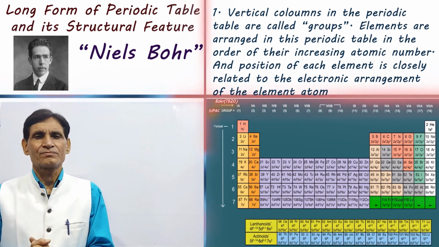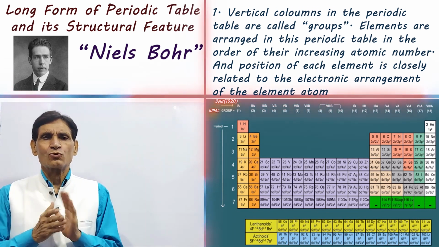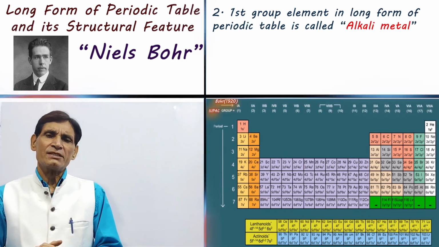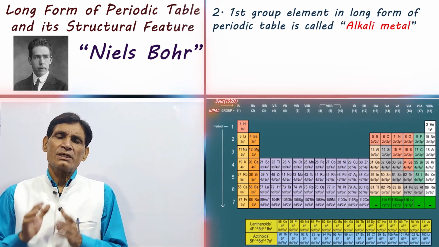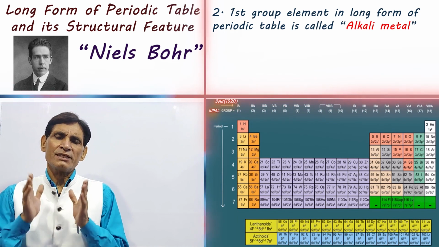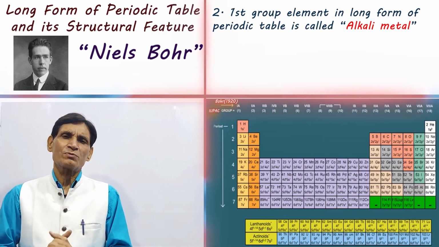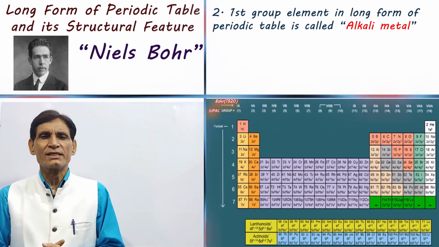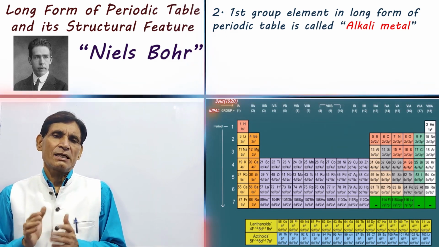Next point, first group. First group elements in the long form periodic table are called alkali metals. All the elements placed in the first group are called alkali metals. Hydrogen is also there on the top.